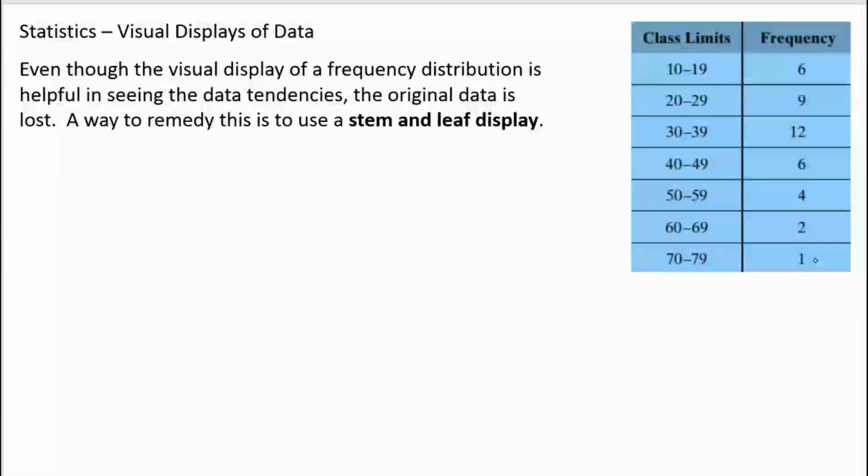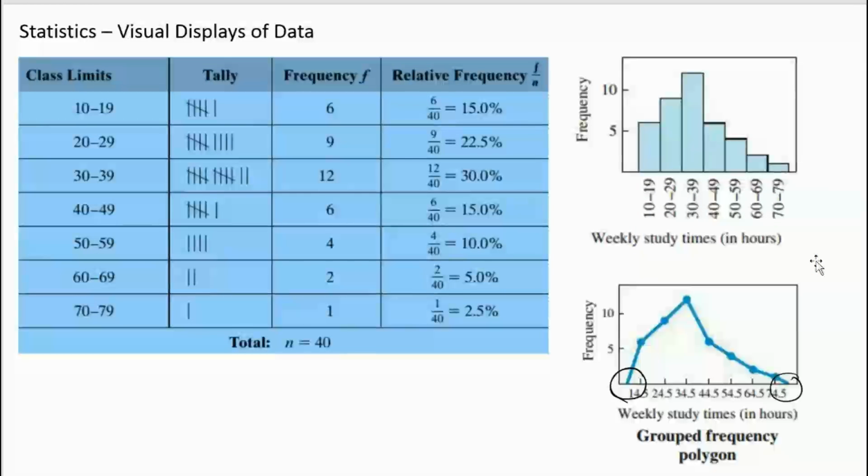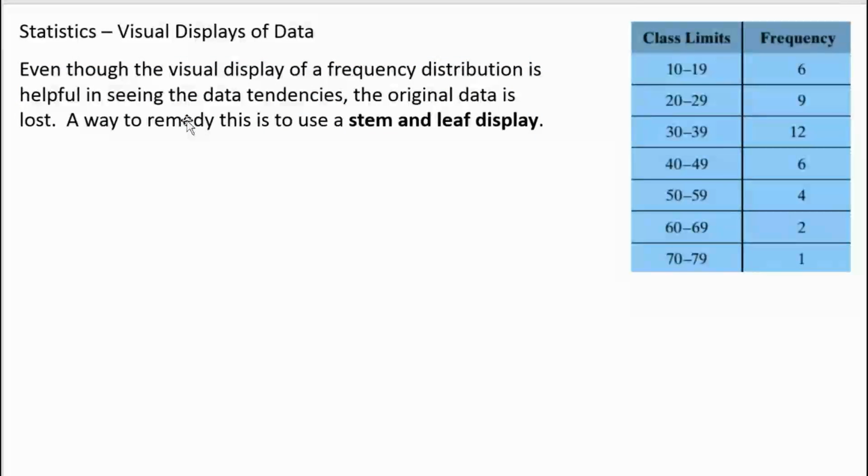So what are they meaning by this statement? Let's look at the histogram or the group frequency, and what they mean by the original data is lost here. Like, I don't know how many hours each person studied. I know 6 people fell between 10 and 19, but without looking at the original list of data, I don't know what those values were. So, to focus on what those values were, we could create something called a stem and leaf plot.